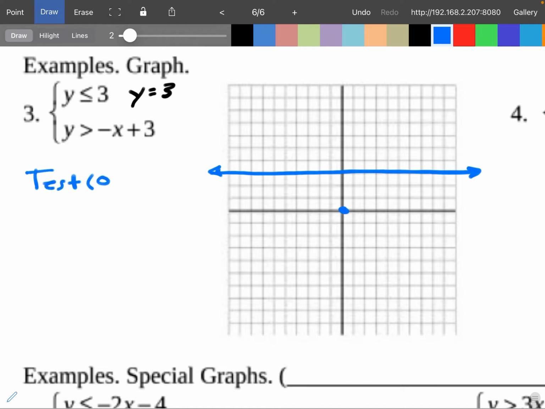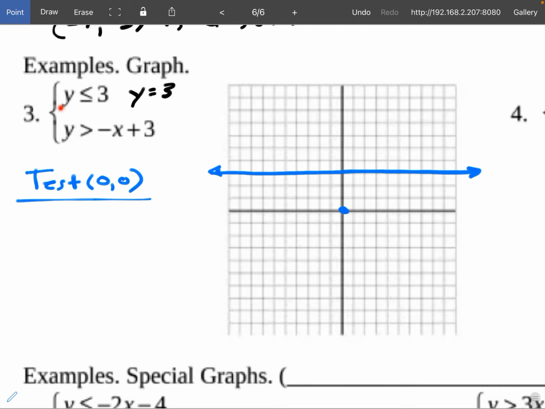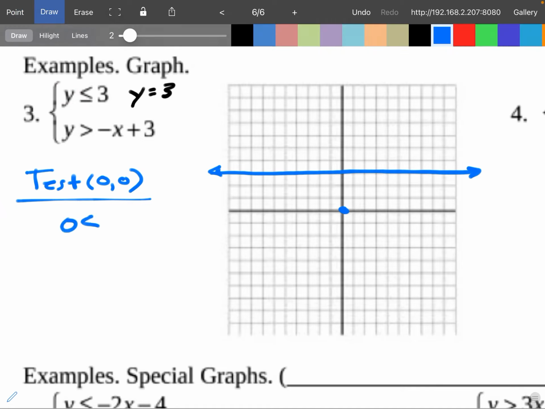So let's use some colors on this thing. What should we do? We'll do this. So we've got at y equals 3, we've got a solid line. And then, what point do you want to test? Yeah, we'll test 0, 0.